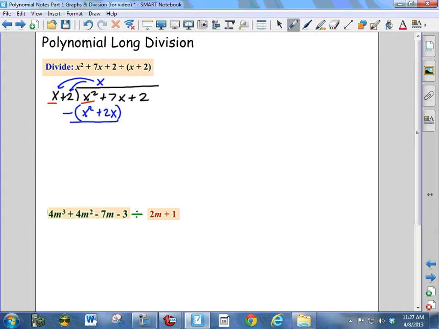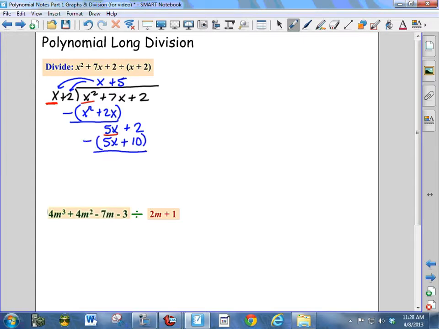So x squared minus x squared is 0. 7x minus 2x is 5x. Then I bring down the next term. So it's very similar to the division you've done with numbers. Then I think, what do I have to multiply x by to get 5x? Well, I have to multiply it by 5. So I add plus 5 here. And then I take 5 times the quantity x plus 2, which would give me 5x plus 10.